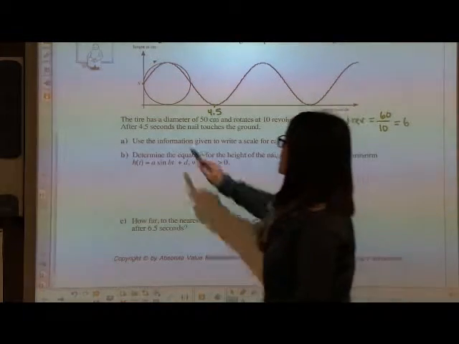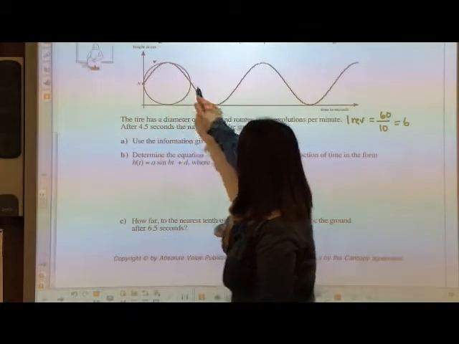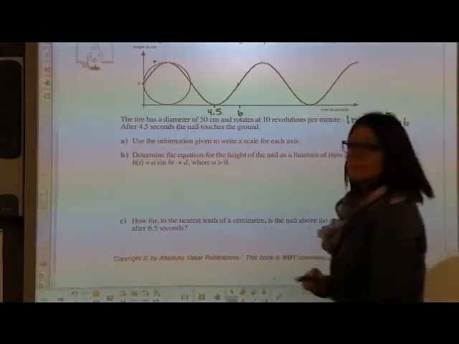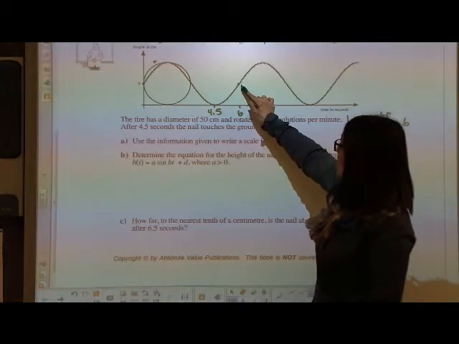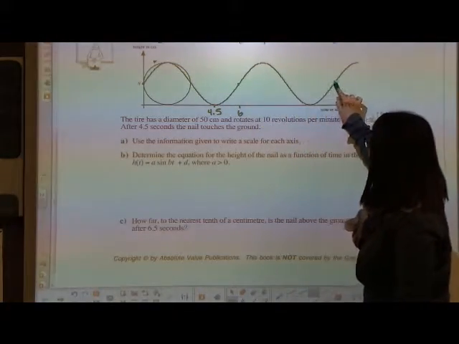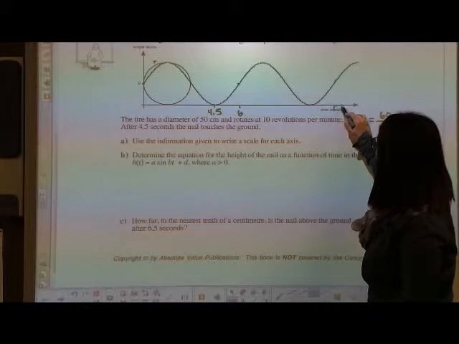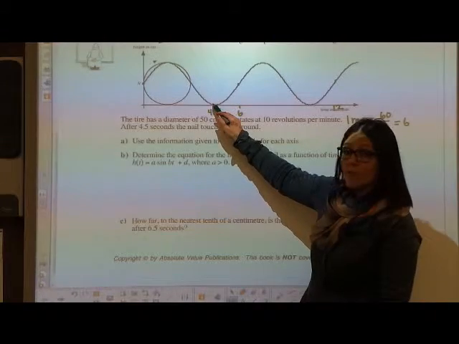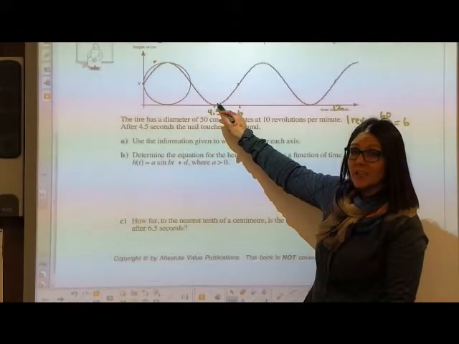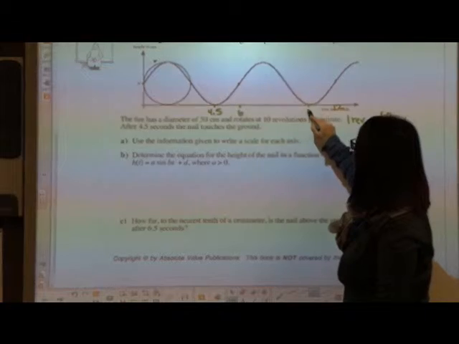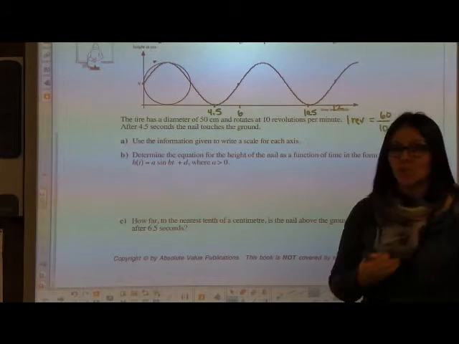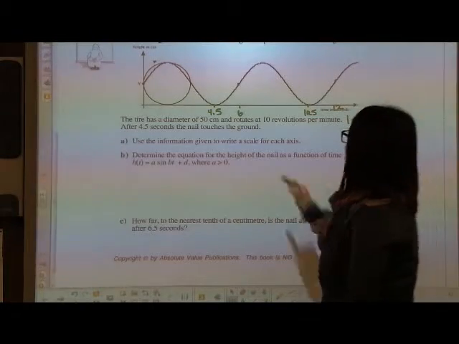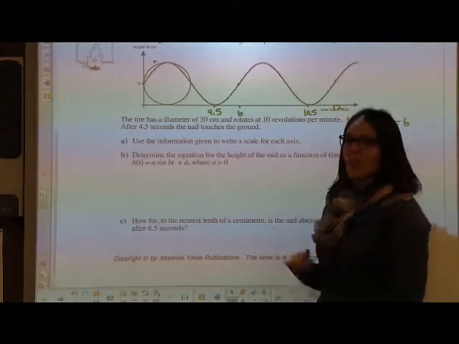So 6 seconds means this is 0. This right here has to be at 6, where it meets up again. And then meets up again at 12. I know that it takes 6 seconds for a rotation, so if it took 4.5 seconds for the nail to hit the ground the first time, that's 10.5 seconds for it to hit the ground the second time. What's the distance between 4.5 and 6?